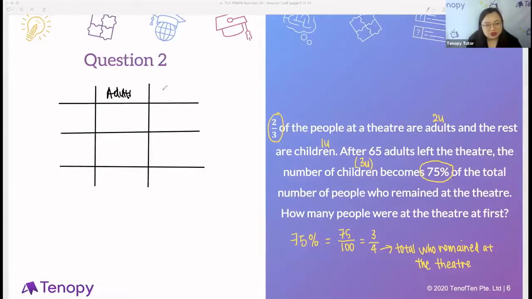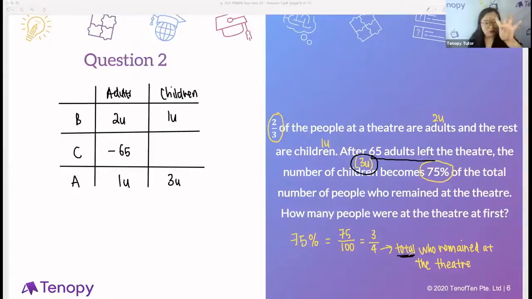Adults, children, before, change, after. So we put in the same details. Adults is 2, children is 3. No, children is 1. 1 unit. Okay, now in this case 65 adults left the theater. So under my adults, I put subtract 65. And then what remained? Your children became, remember here said 3 units. So 3 units. Well, for your adults, it's only 1 unit because total is 4. Out of these 4 parts, 3 of them are children. So the last one must be meant for my adults.